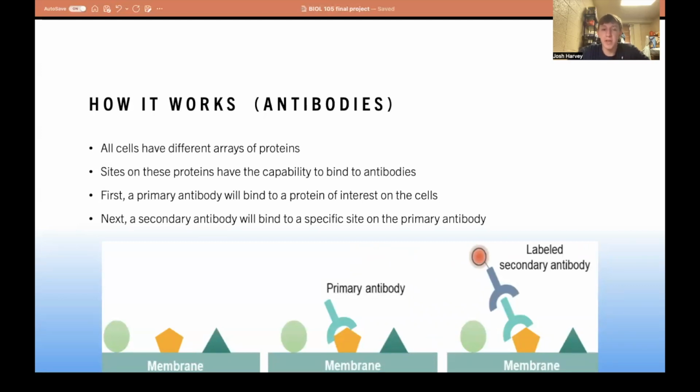The first step in antibody binding takes place when the primary antibody, which is specific to one place on the protein of interest, binds to that protein. Then, a secondary antibody, which recognizes a specific site on the primary antibody, binds to the primary antibody. And this can be seen in the image below.